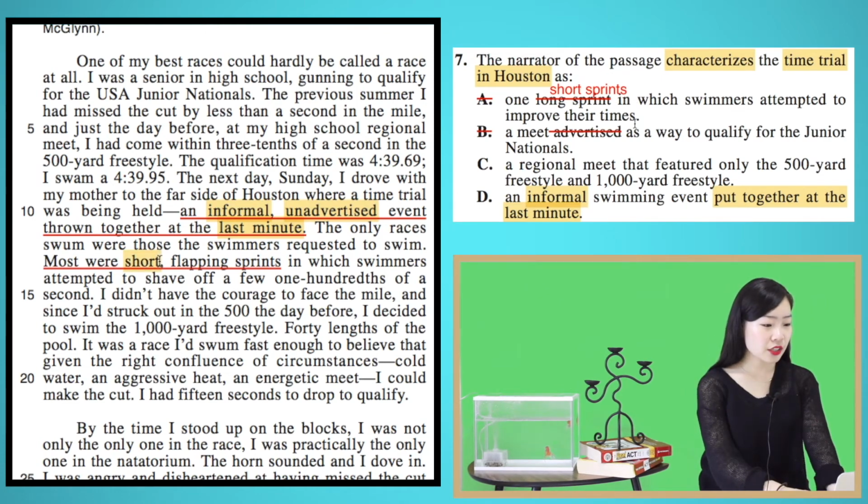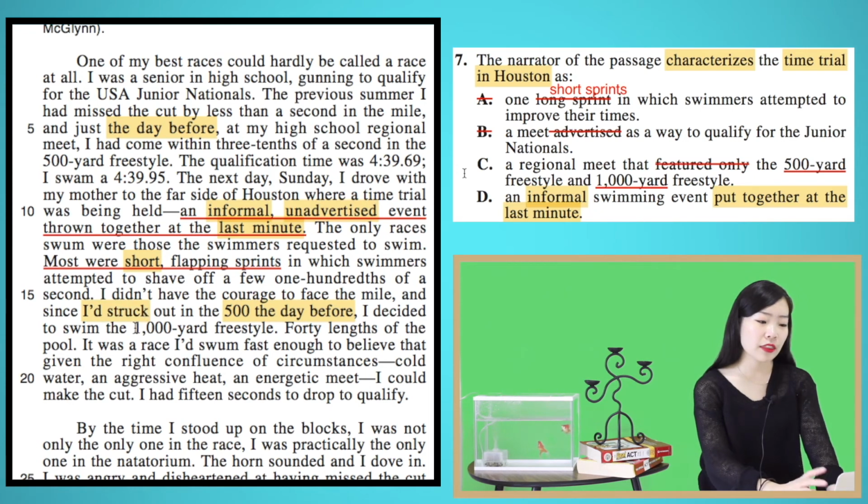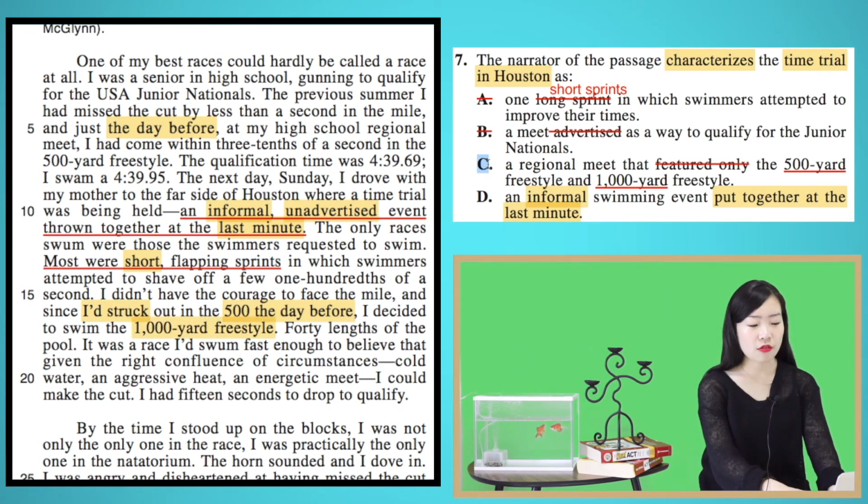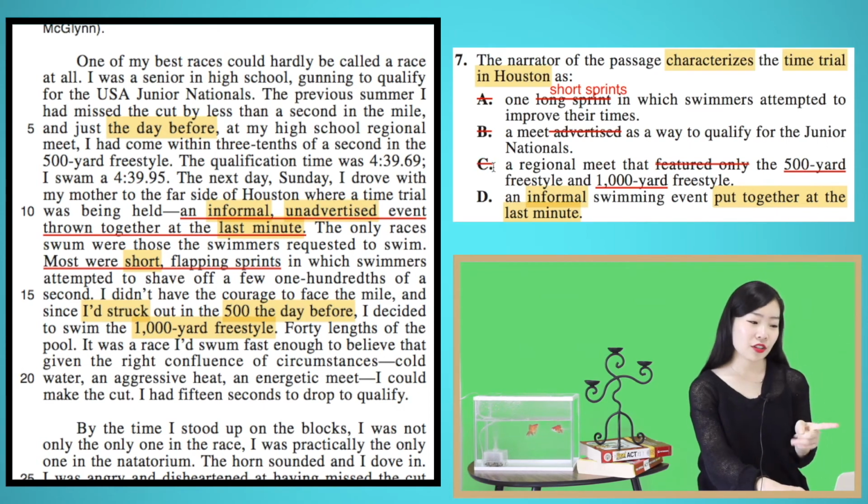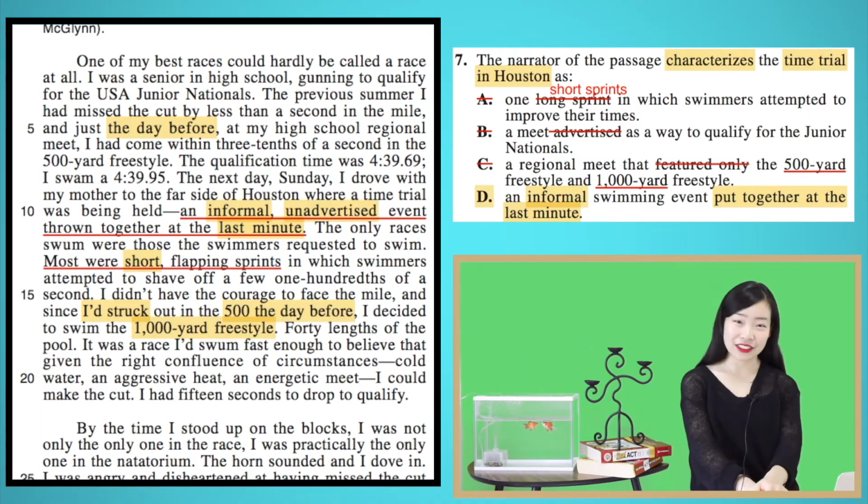For C, students who chose this probably saw the numbers 500 and 1,000 mentioned in the passage. These numbers were mentioned not because these distances were the only races featured, but just to mention that the main character swam 500 yards for the regional meet the day before and couldn't make the cut, and so he's swimming 1,000 yards instead for the time trial in Houston. So C isn't the right answer. Don't get tricked. Let's cross out C. D is the right answer.